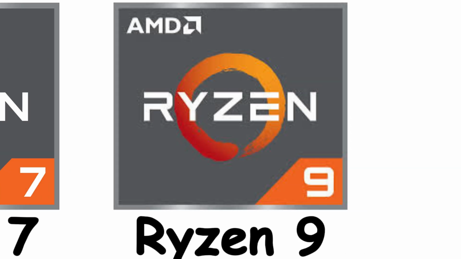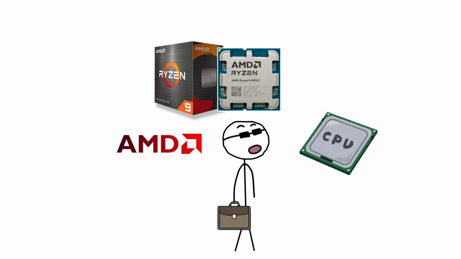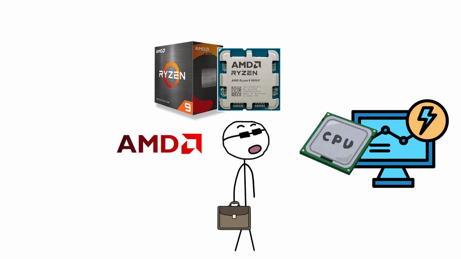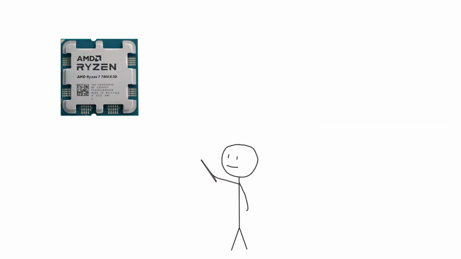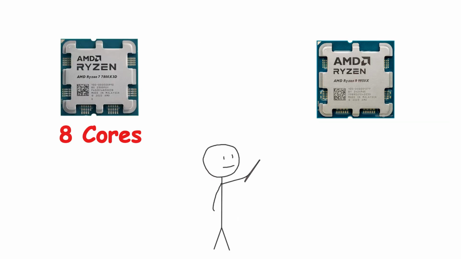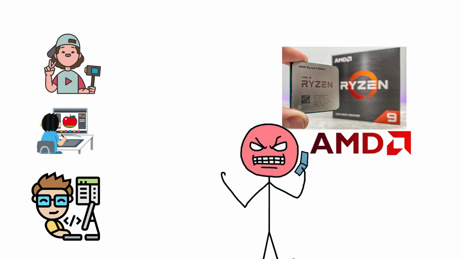Ryzen 9. Ryzen 9 is AMD's flagship consumer CPU line, the brute force option for people who want the maximum performance without entering server class territory. The leap from Ryzen 7 to Ryzen 9 was symbolic. From 8 cores to 12 and even 16 in later generations, Ryzen 9 marked AMD's dominance in the enthusiast space.